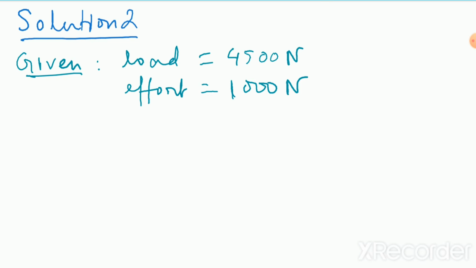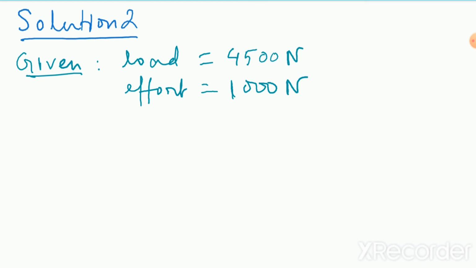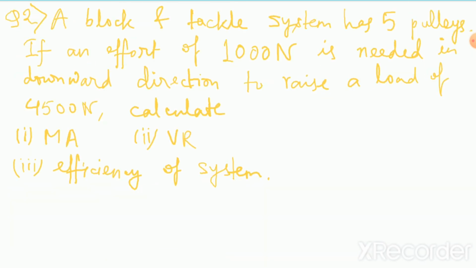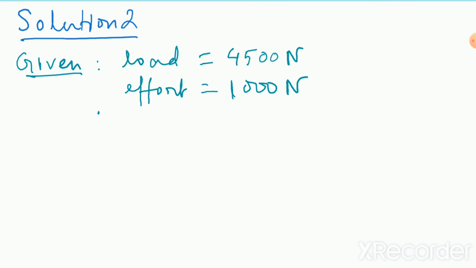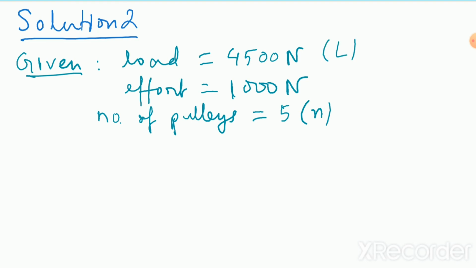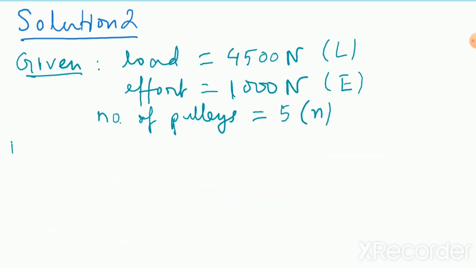What else has been given? The number of pulleys is 5 in the block and tackle system. So the number of pulleys n is 5, load is L, and effort is capital E. The first question asks for the value of the mechanical advantage, and the second is the velocity ratio. For the first part, mechanical advantage, we can write it as load by effort.